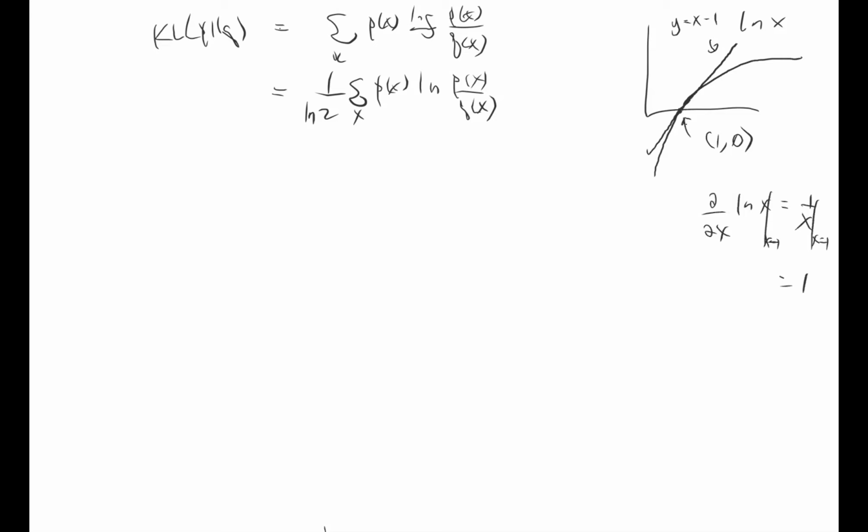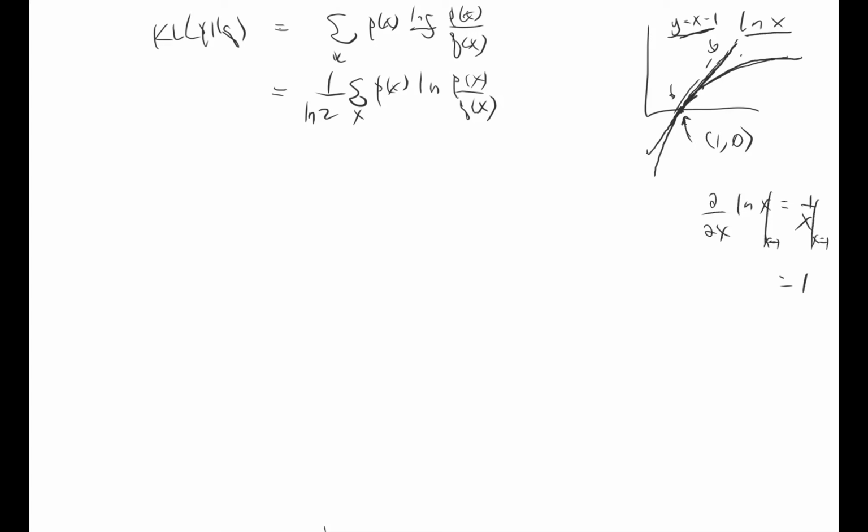And of course, when x equals 1, log x is equal to 0, so this point is (1, 0). And for the straight line y equals x minus 1, at x equal to 1, y is also 0. So they intersect at this point. But note that the log x function is concave. So if this line is tangent at this point, everything should be underneath this line. The log x should be underneath this line.